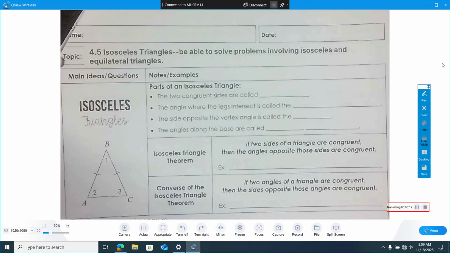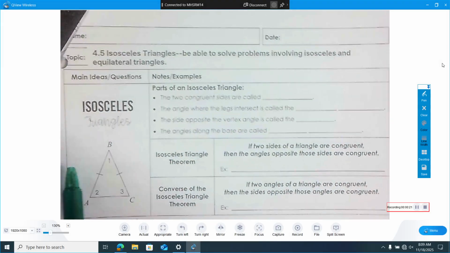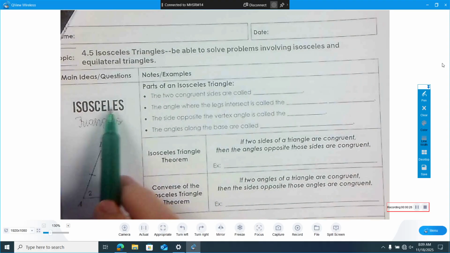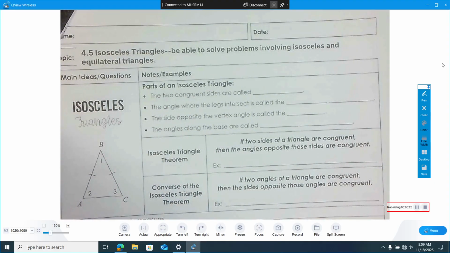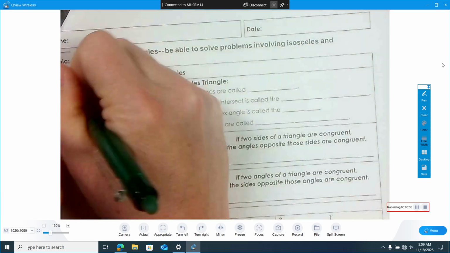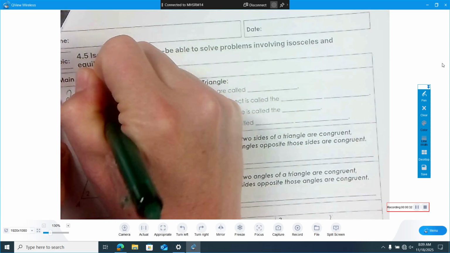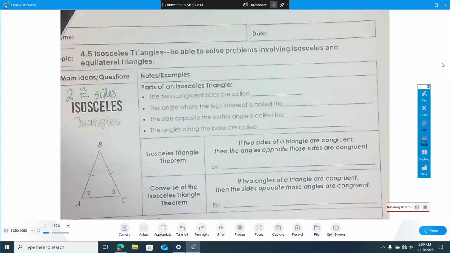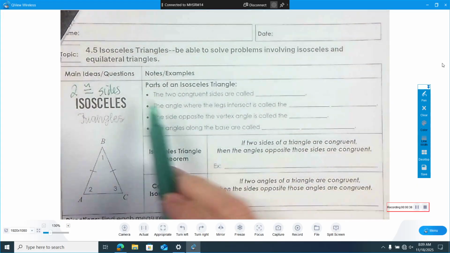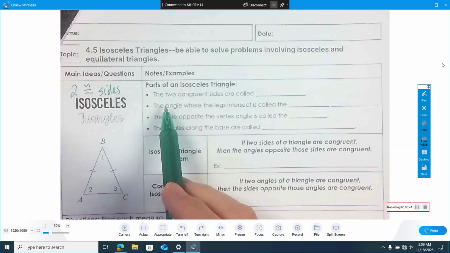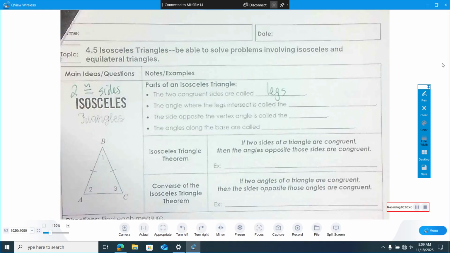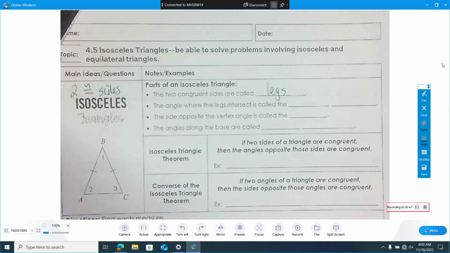At the very first day, we learned about isosceles triangles. And of course, an isosceles triangle, what do you know about isosceles triangles? Two congruent sides. Very good. Two congruent sides. Very important. And so as long as you know that, that's pretty good. It turns out that those two congruent sides are called the legs. The legs of the isosceles triangle.